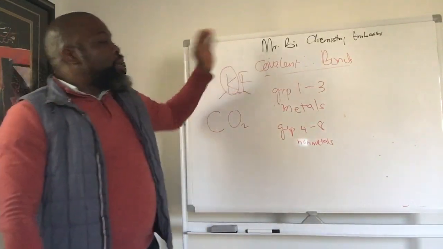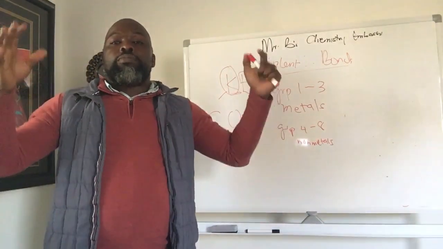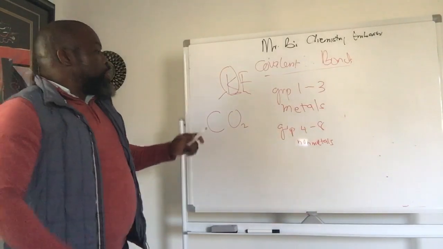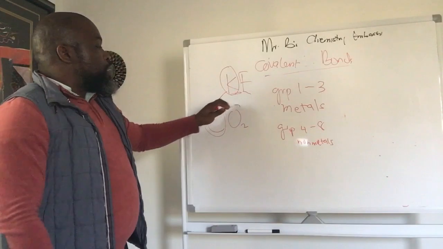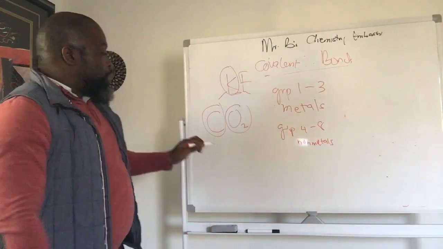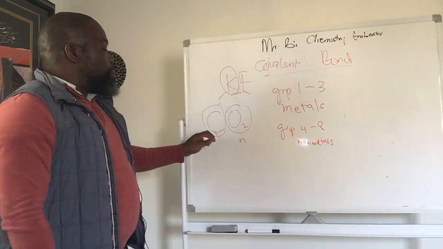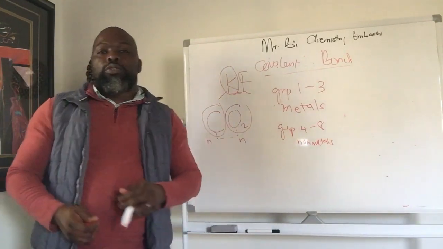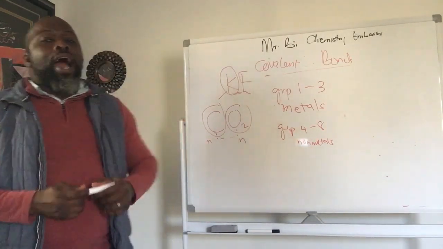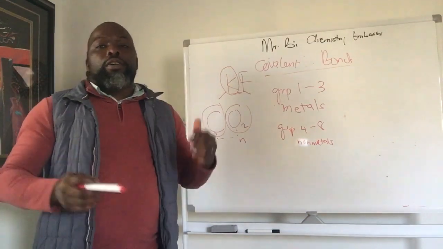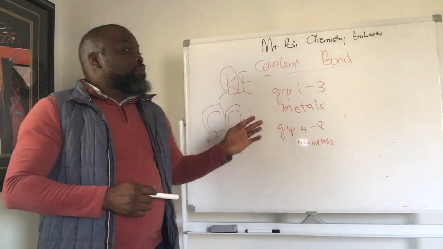A covalent bond is a bond that is formed basically between two non-metals. So carbon is in what group? Group 4. And oxygen is in what? Group 6. So carbon is a non-metal and oxygen is also a non-metal. That means a covalent bond will be formed between these two elements that gives us carbon dioxide. So that is how you differentiate between an ionic bond and a covalent bond.